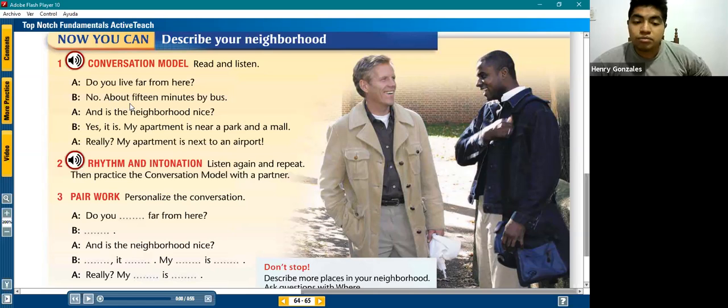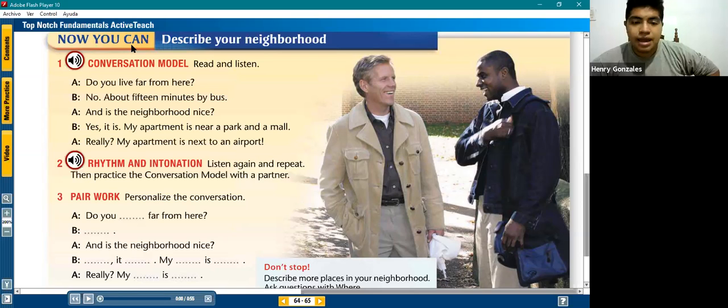And also you say, for example, the minutes. Los minutos también decimos. About 15 minutes or about 30 minutes, right? So, about 15 minutes by bus. En bus, bueno, ¿cuánto tiempo te demora? Pues exactamente 15 minutos. About 15 minutes. And is the neighborhood nice? Yes, it is.